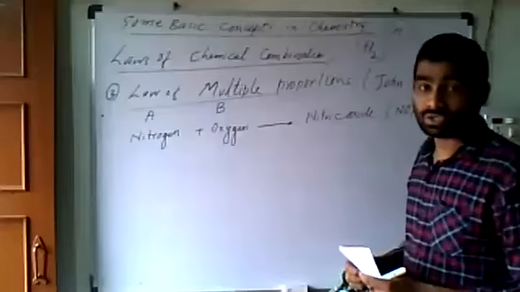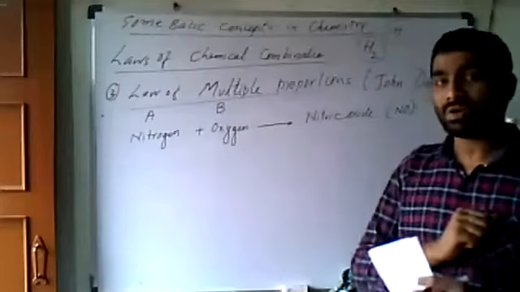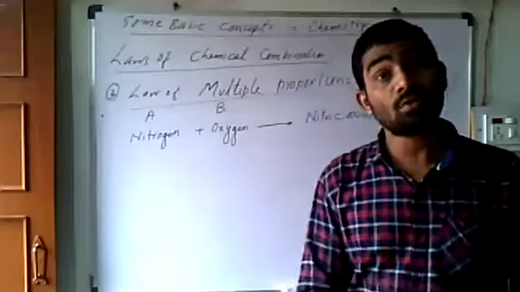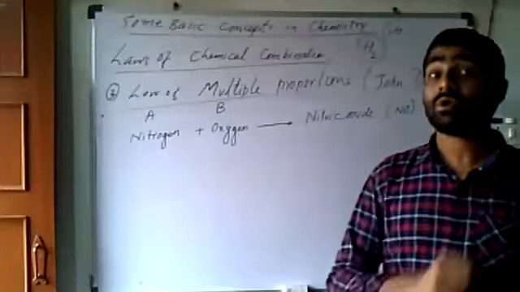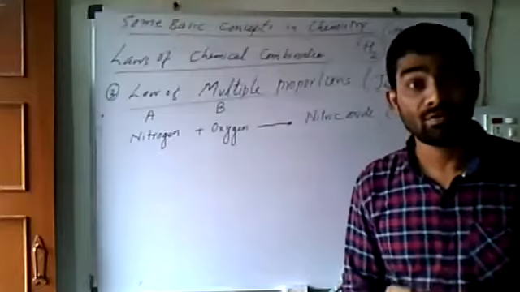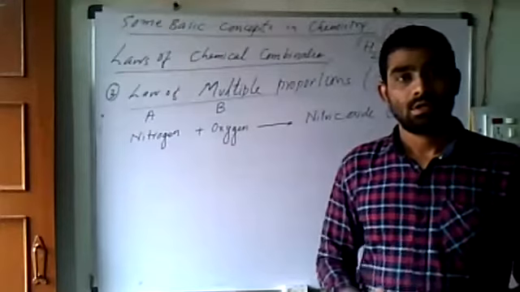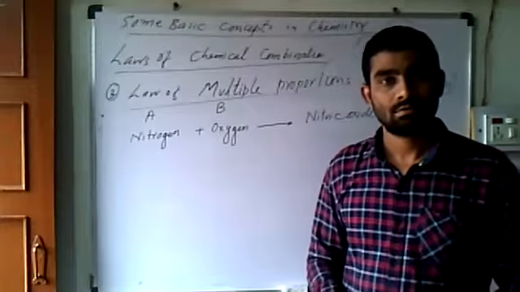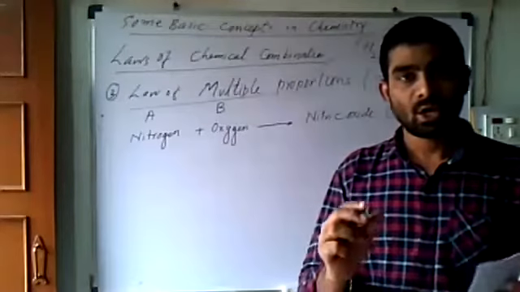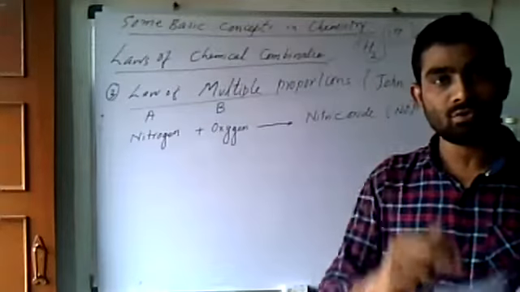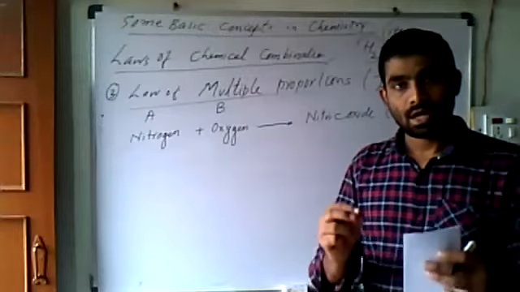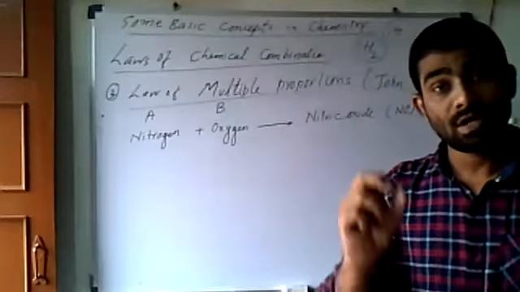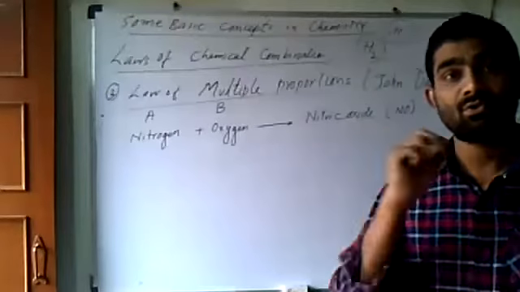So here nitrogen and oxygen. What is the atomic number of nitrogen? It is 7. What is the mass of a nitrogen atom? That is very, very important. The mass of nitrogen is 14. I will repeat. The atomic number of nitrogen is 7 and the atomic mass is 14.